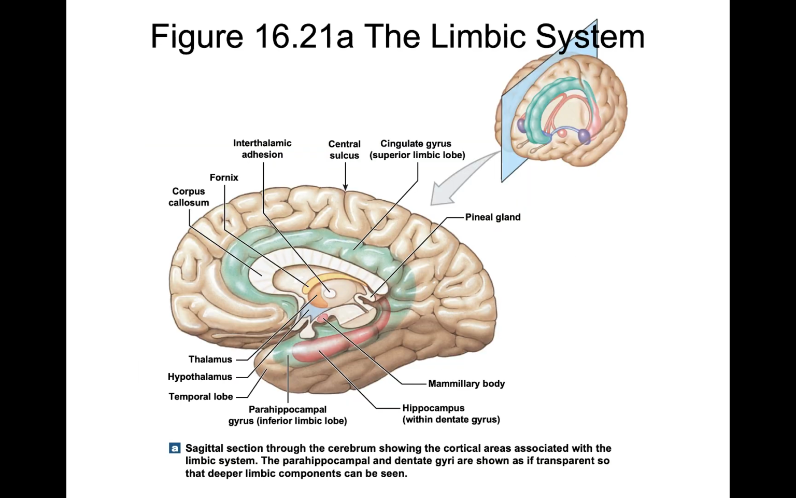Here's another picture showing you the sagittal section through the cerebrum. This is also showing you the areas that are associated with the limbic system. On this picture, you can also see the hypothalamus. Above it, you have the thalamus. And then something that looks like a C shape, and that's called the cingulate gyrus.